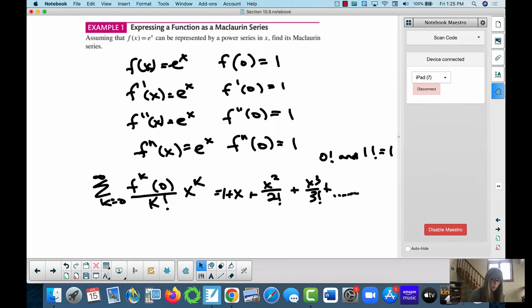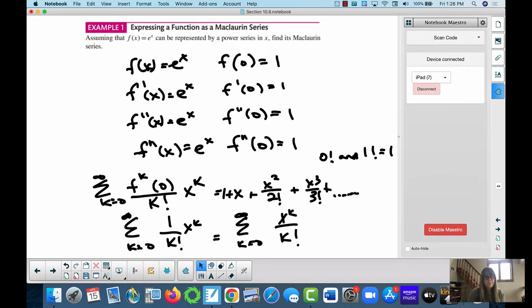So what we're doing is we're saying no matter what the order is for the derivative for e to the x, we always get 1. So we can just go ahead and plug 1 into that series there. So e to the x can be expressed as the series of x to the k over k factorial.